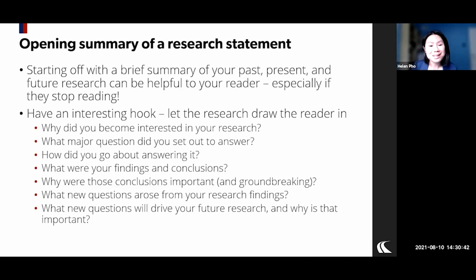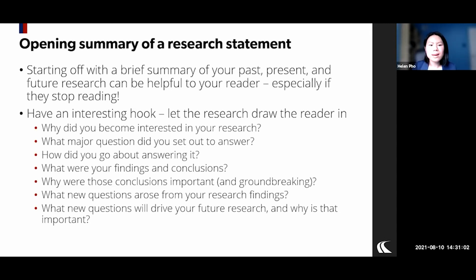So it's not a guarantee that they're going to read everything. In fact, almost certainly they're not going to read everything. So you want to make it easy for them to get answers to some of their major questions about your research. If you have a summary, it's great. People can read the first paragraph and they might skim the rest of the research statement.